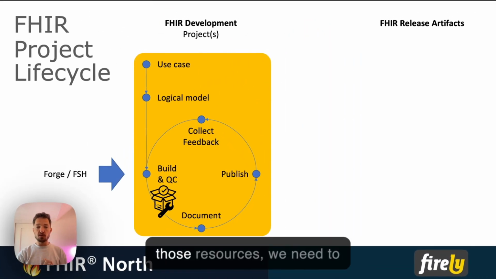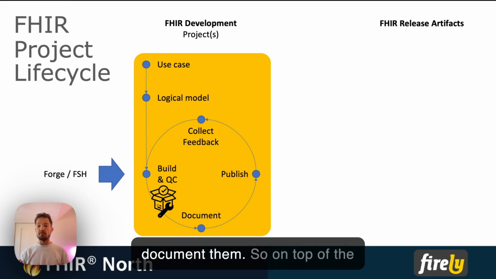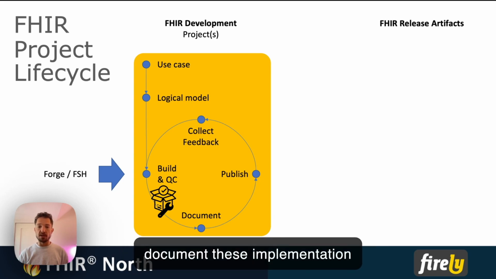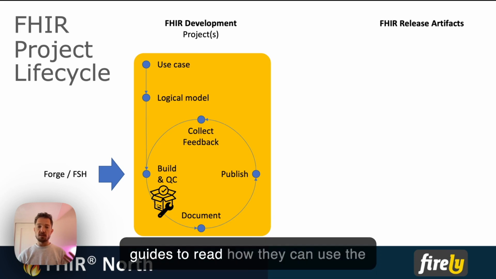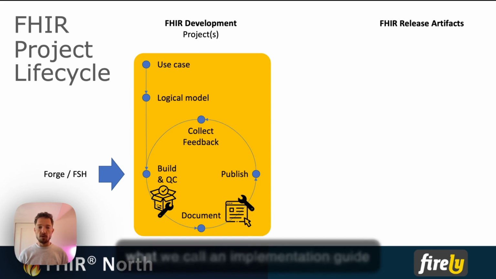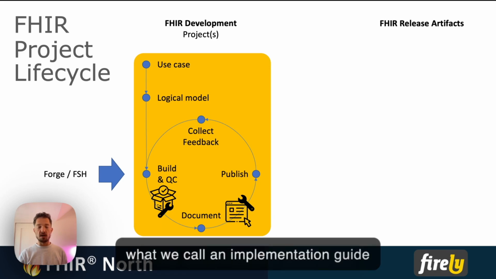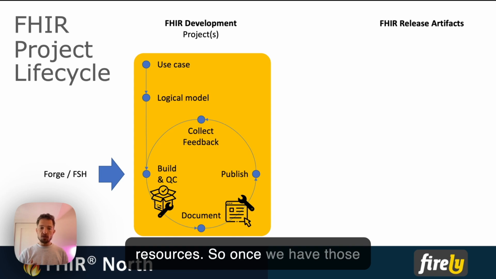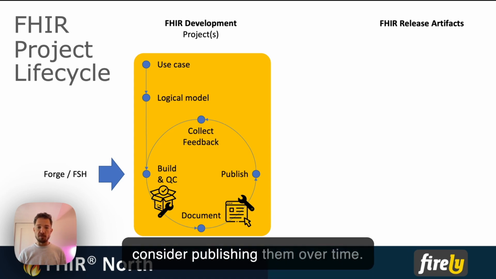Next, once you have those resources, we need to document them. So on top of the machine-readable artifacts, we add information that humans can use to document this implementation guide, to read how they can use the resources. And this documentation is what we call an implementation guide, or the documentation around our resources. So once we have those two in-development artifacts, we can consider publishing them over time.